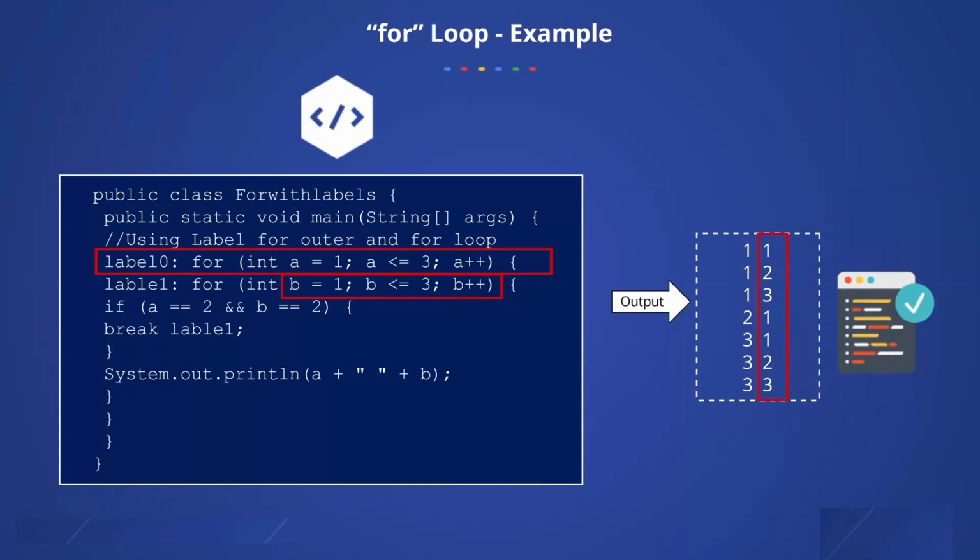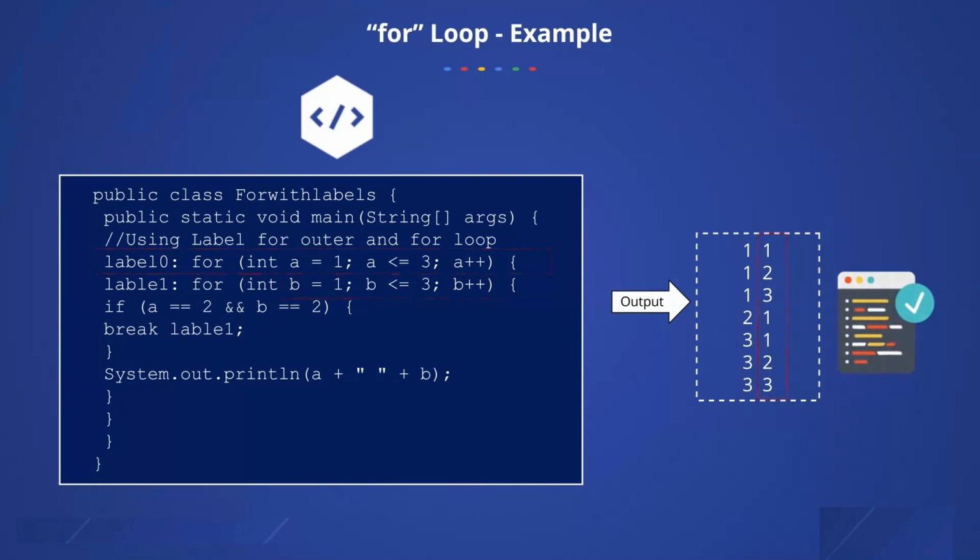That means b starts with 1, less than or equal to 3. Now it gets incremented to 2. Again, 2 is less than or equal to 3. Again, it will increment. 3 is less than or equal to 3. That is also true. Then finally, when 4 comes, it will stop. So every time it will run from 1 to 3.